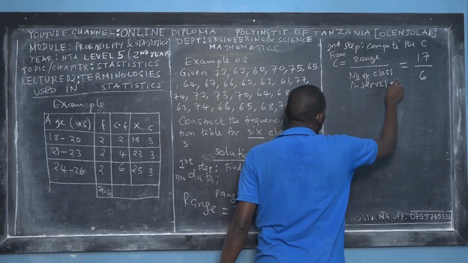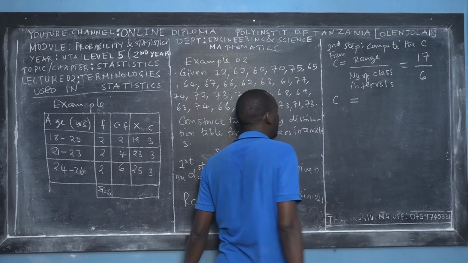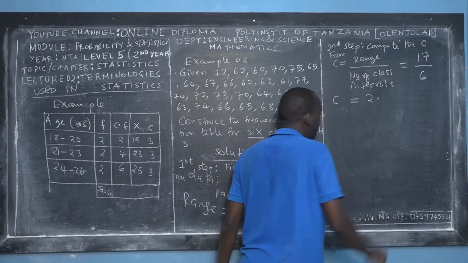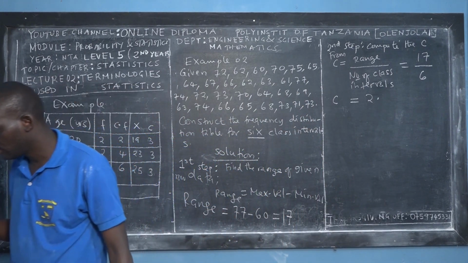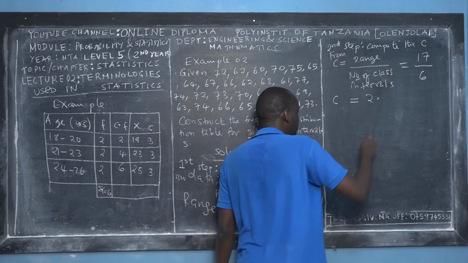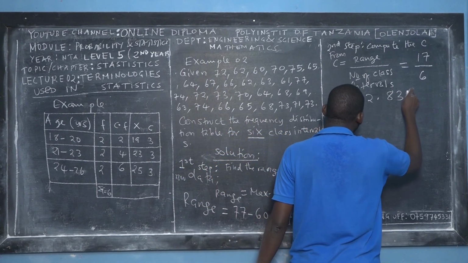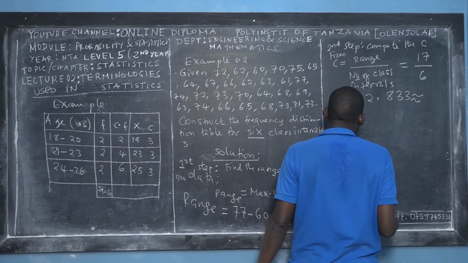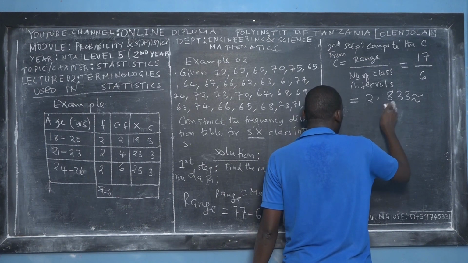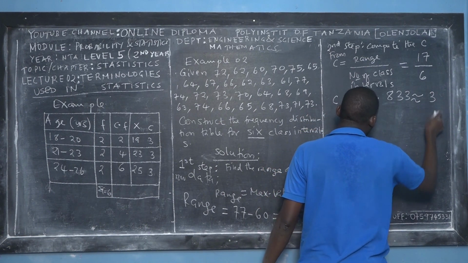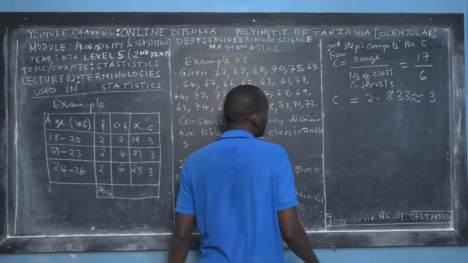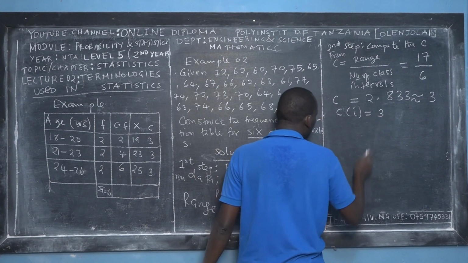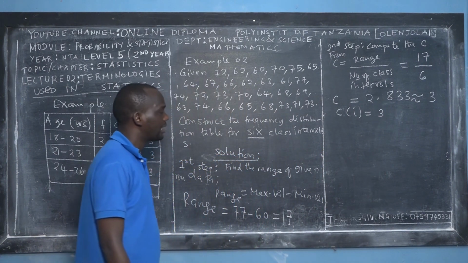Okay? So you can use your calculator. If you divide 17 over 6, using your scientific calculator, the answer is 2.8333, a recurring decimal. Because the class size always is a whole number, we have to round 2.833, and this will make 3. So the class size, C, or we call it I in some of the books, is equal to 3. So we know now the class size.